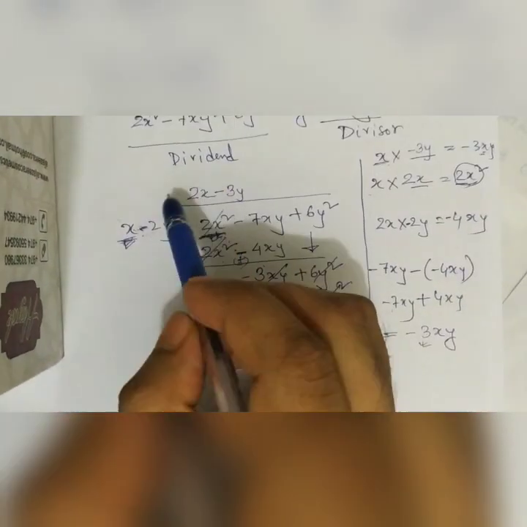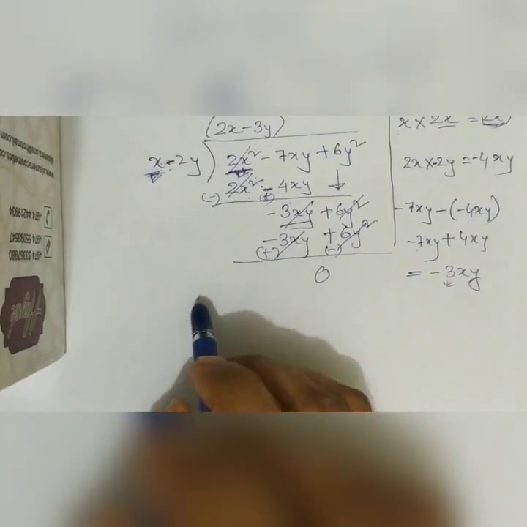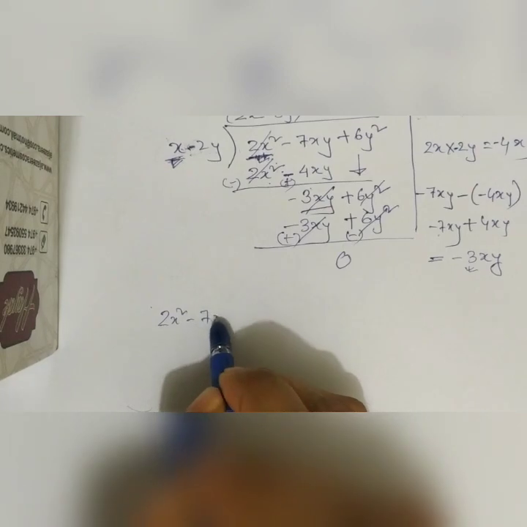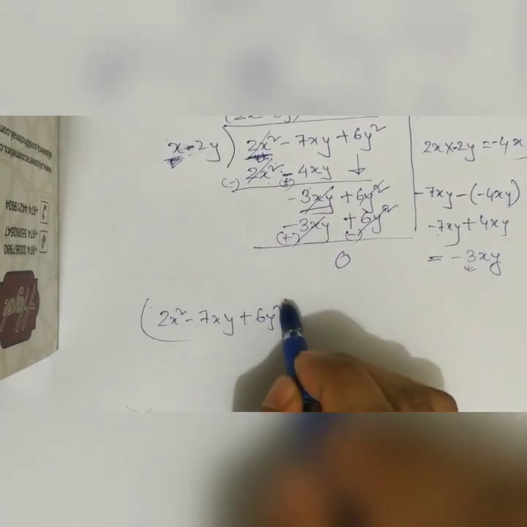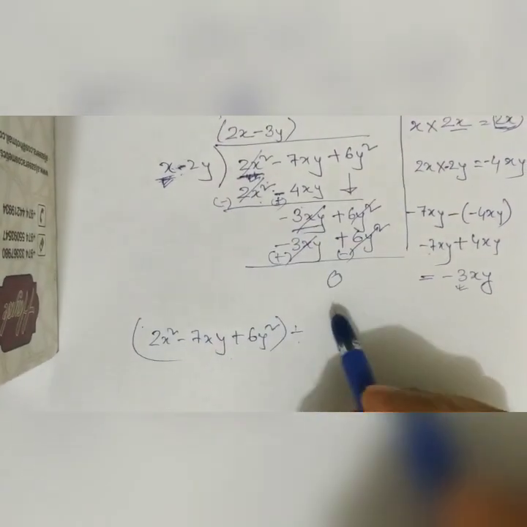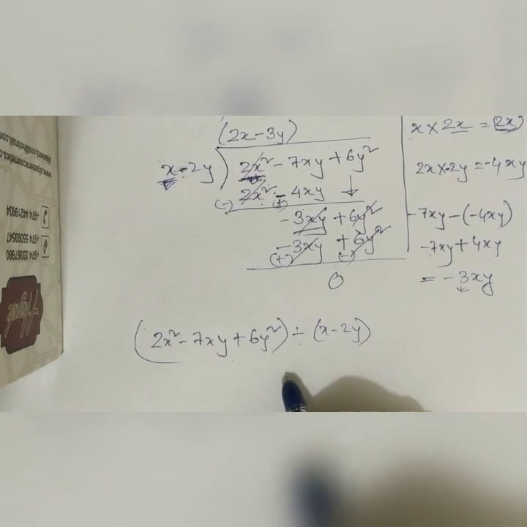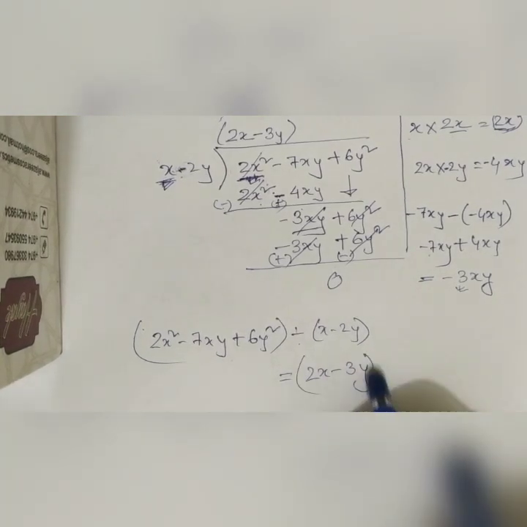So what will be my required answer? My required answer is this. That is, if we divide 2x square minus 7xy plus 6y square by x minus 2y, my answer will be 2x minus 3y.